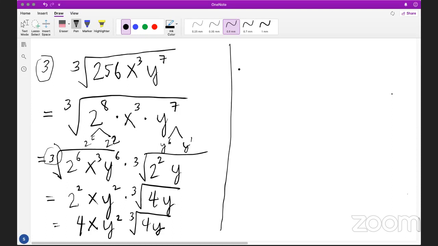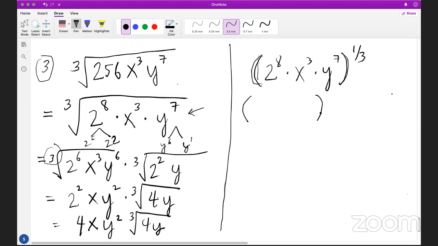Actually, there's another method. The other method is for when you're more comfortable writing it as a rational expression, but you'll still do this. 2 raised to 8 x cubed times y raised to 7, all raised to 1/3. It's a quantity, so all of them. And then what you'll do is divide them such that you can cancel this 3. Essentially, it's really the same. 2 raised to 6, what's left is 2 raised to 2. 2 raised to 8 divided by 2 raised to 6 is equal to 2 raised to 2.